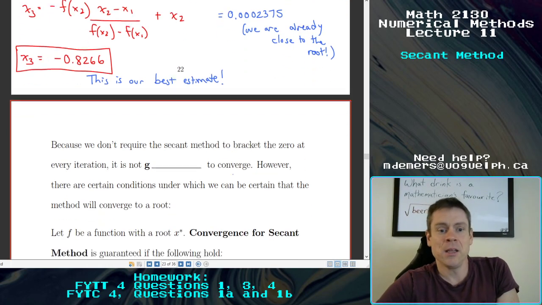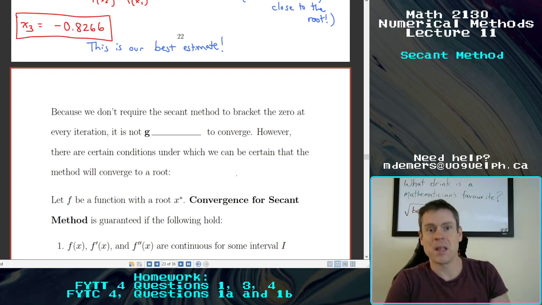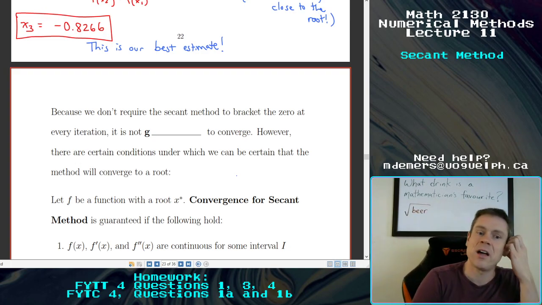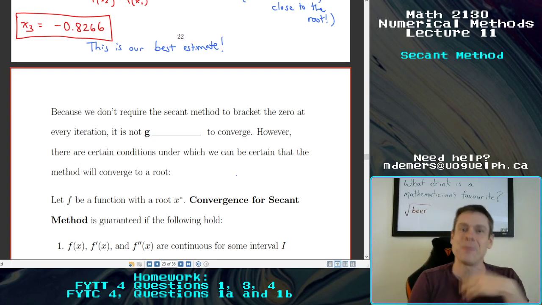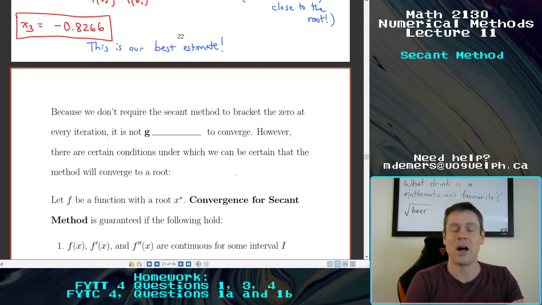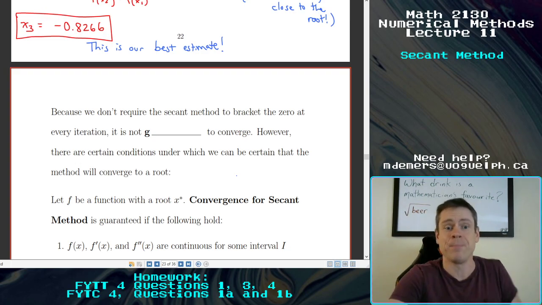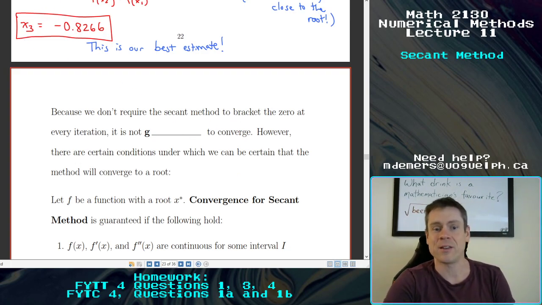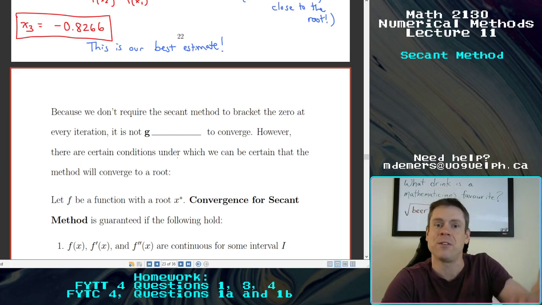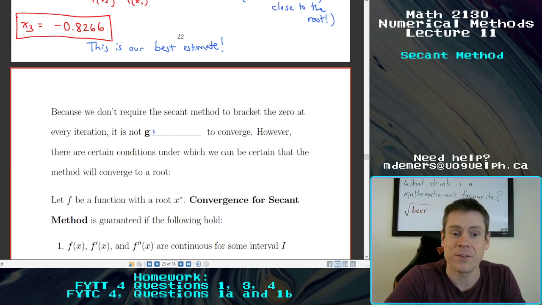So there are a couple of things about this method. As we saw in that graphical example I did, I was able to demonstrate one situation where, obviously, our estimates were getting further away. Because this method doesn't require the same sorts of bracketing, it's not actually guaranteed to converge, and that's part of the price of the power.